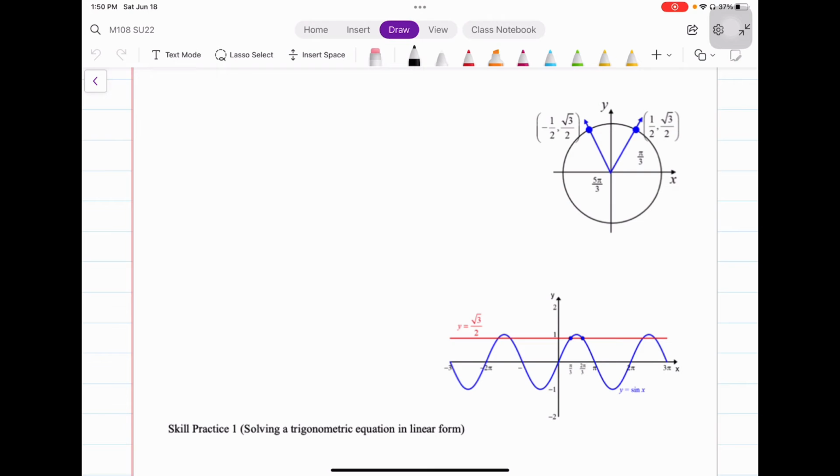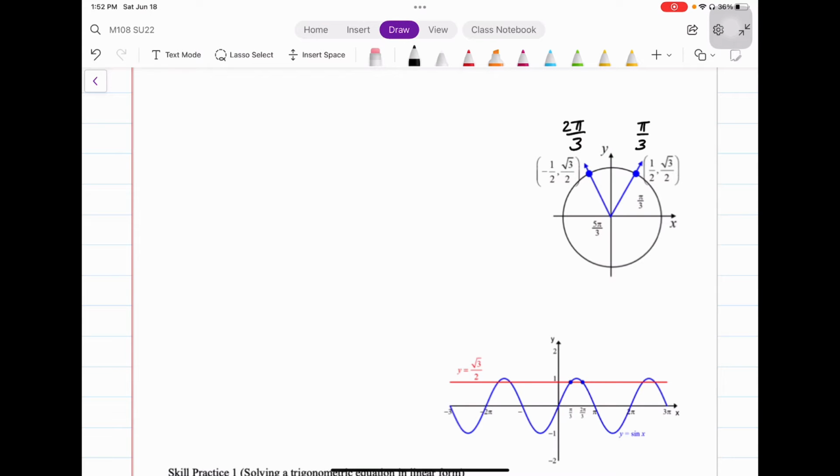Here is that sine graph that is periodic. And then the line of y equals root 3 over 2, that's when y equals root 3 over 2. You see that that happens at pi over 3, at 2 pi over 3, and then again after 2 pi, it repeats. And so we need to figure out a way in which to write our solutions.